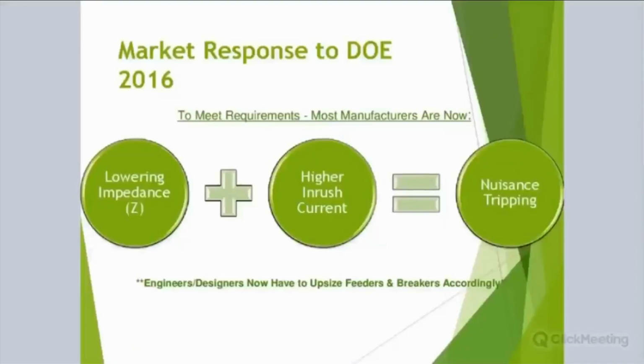The market response to the DOE primarily pertains to how manufacturers went about providing products to meet the DOE requirements. When you manufacture a transformer, there are really 2 components to a transformer for the most part. It is a magnetics transfer of energy. So you have a core, a transformer has a metal core that is wound with conductors on a primary side and on a secondary side.